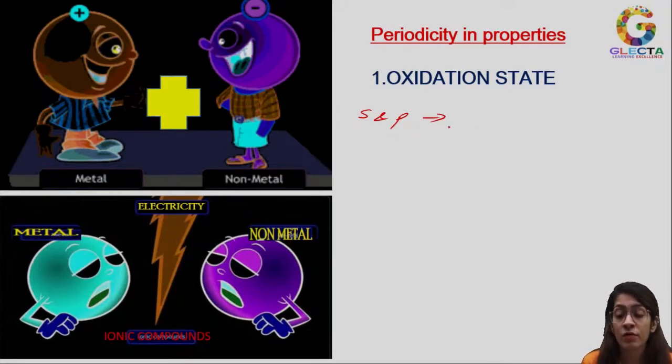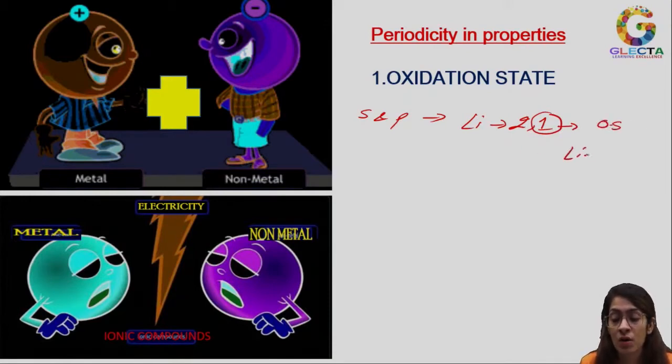That means for the S block elements, if we talk about lithium, which has the atomic number of 3, the electronic configuration becomes 2 and 1. So the number of valence electrons becomes its oxidation state. So lithium has an oxidation state of +1.